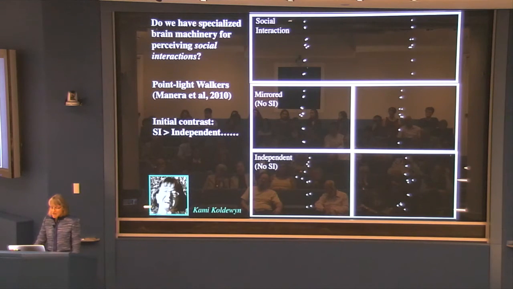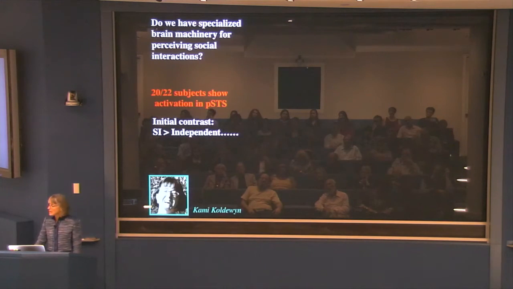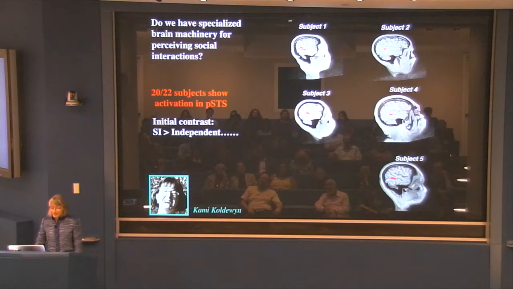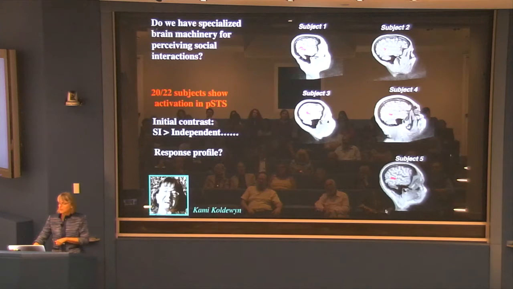Okay? And what we saw was in 20 out of 22 subjects, an activation in a particular region of the superior temporal sulcus, shown here in 5 of the subjects. That's pretty good for a random crazy thing you try. Like usually you don't see something systematic like this. So that was sort of encouraging.